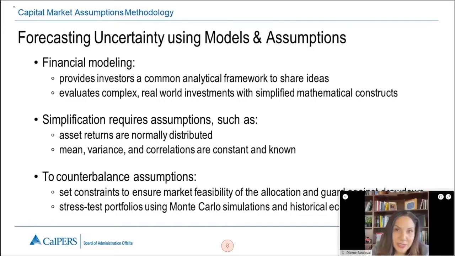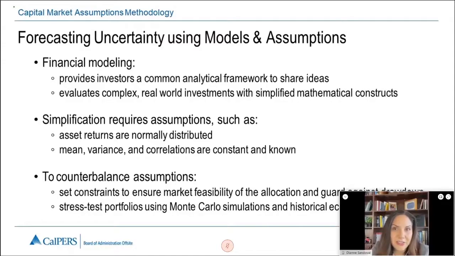So in order to counterbalance these simplifying assumptions, we establish constraints, but we also rigorously stress test portfolios using Monte Carlo simulations. And I think Scott talked about those simulations where we literally have over 10,000 simulations. We also stress test our potential candidate portfolios through economic scenarios to understand the ability of these portfolios to meet a set of investment and actuarial metrics given the risk tolerances defined by the board.